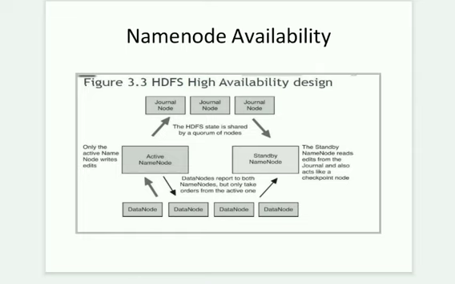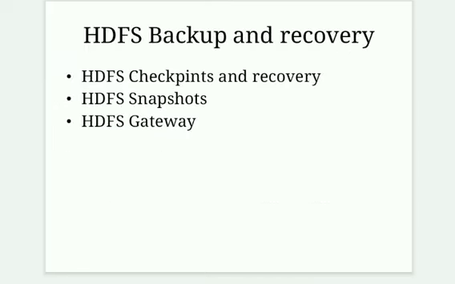Data nodes report to both the name nodes, but only take orders from the active one. So only the active one gives orders, and it also copies them to the standby name node. The standby doesn't give any orders, but keeps the copy. The standby name node reads edits from the journal and also acts like a checkpoint node.